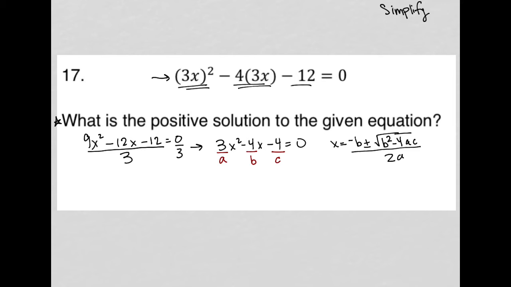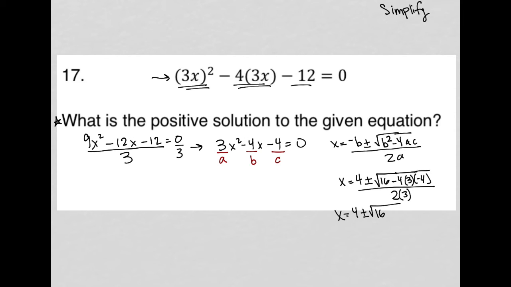So let's plug all that in. So I'd have x equals negative b, which makes that a positive 4, plus or minus the square root. B squared is 16 minus 4 times a is 3 times c is negative 4, all over 2a, which is just 2 times 3. Continuing on, I have x equals 4 plus or minus the square root.